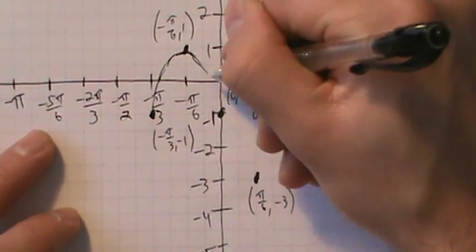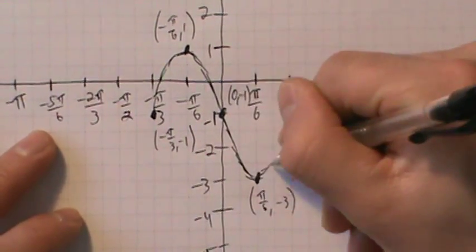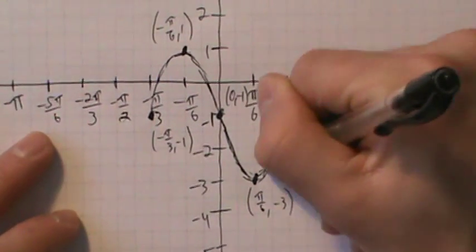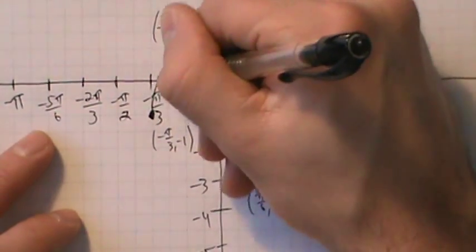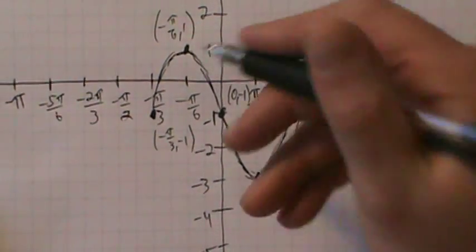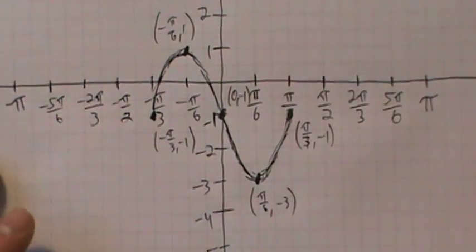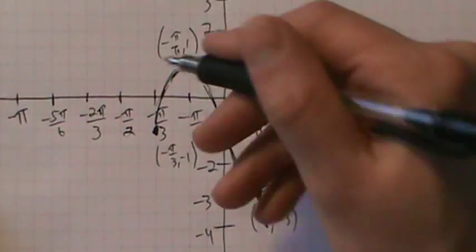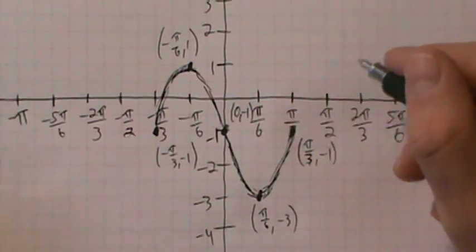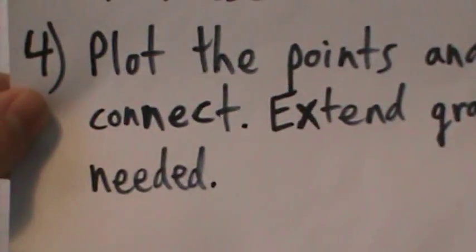Okay, so now we smoothly connect, kind of sine style. Oh, that is terrible. All right, and again, if you have a different scale, your graph might look quite a bit different. It's going to have that same shape, of course, but it might seem a little stretched or shrunk. If you toss this into a calculator, chances are your calculator has a different scale than what I have set up here. Just keep in mind that it'll look a little bit different with a different scale. But anyway, step 4: plot the points and smoothly connect, extend the graph as needed.